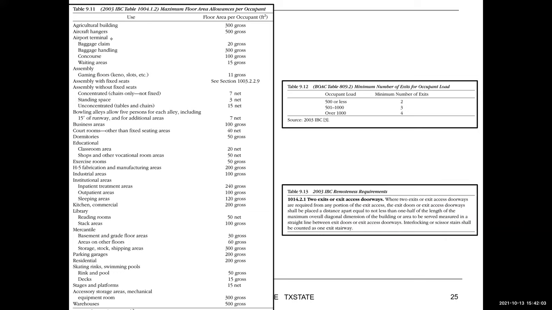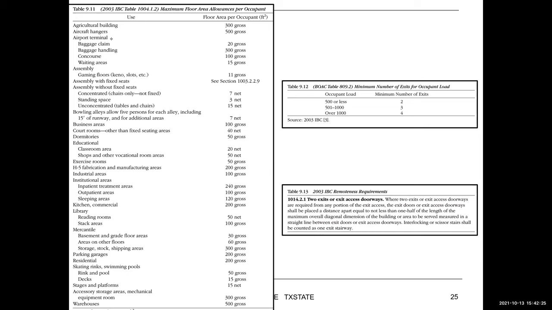for fire hazards. The minimum number of exits for occupant load: if you have 500 or less, minimum two; between 500 and 1,000, three; over 1,000, four.